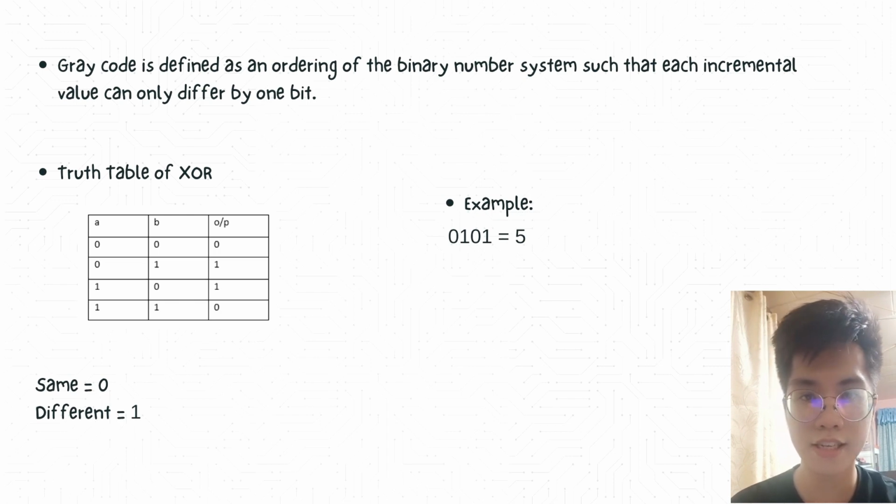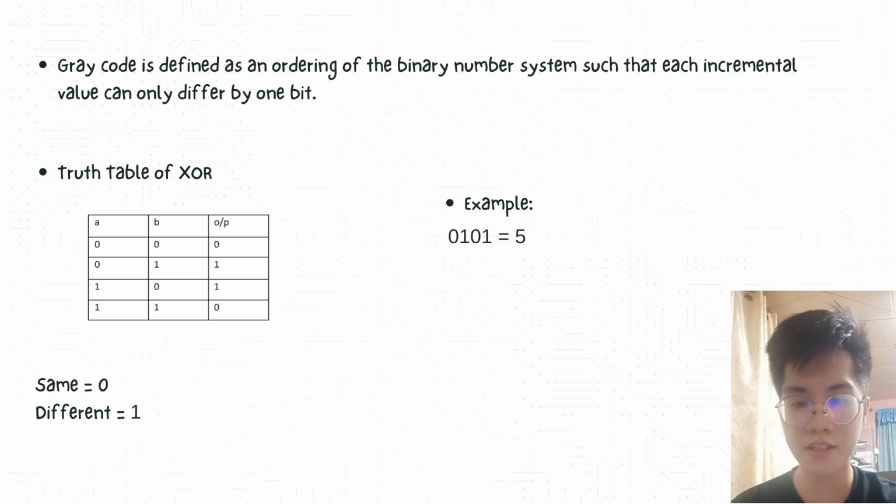So in converting gray code or BCD, we have to remember the truth table of XOR, which we'll be using in the conversion. So the truth table for XOR is if A B is 00, the output is 0, 01 is 1, 10 is 1, 11 is 0. So remember, if the inputs are the same, then it's equal to 0. And if it's different, then it's 1.